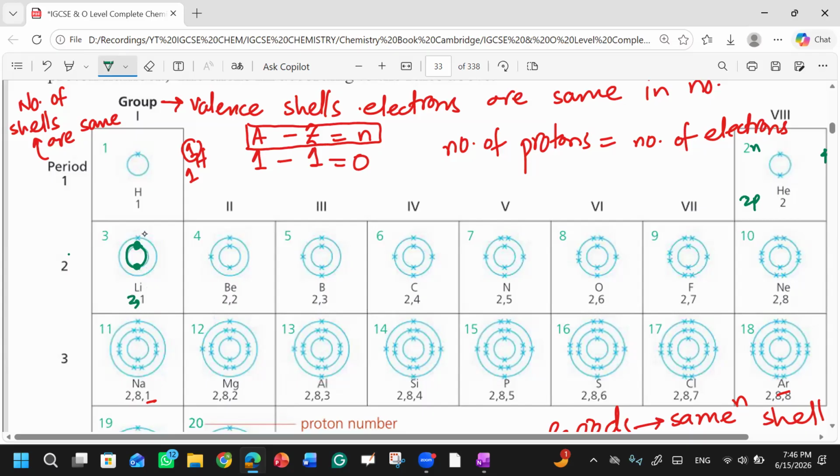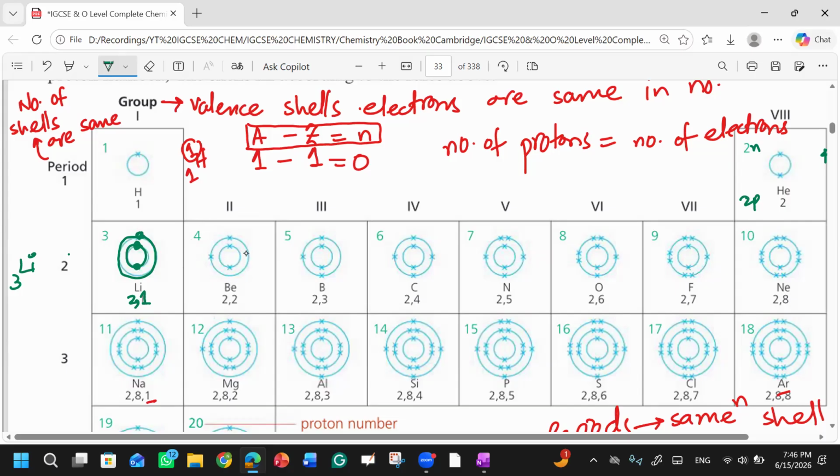Then comma, the second shell will have just one electron, the outer shell, because overall there are just 3 electrons in lithium, because the proton number of lithium is 3. In this whole table they have just mentioned the proton number. They didn't mention the atomic mass, so you don't need to focus on that, because we are just checking the electrons, not the number of neutrons or all those things. So for that reason, they just mention the protons and the electrons. Simple. These are the electrons.